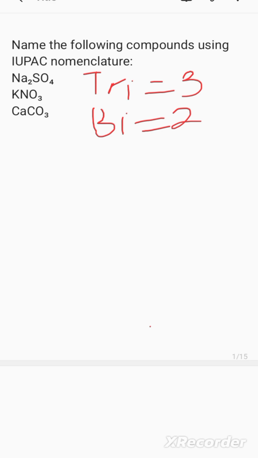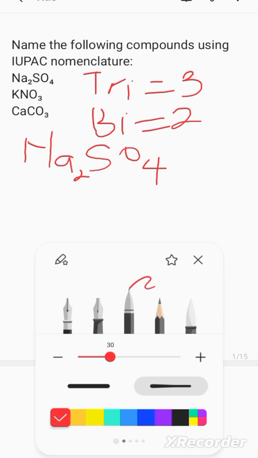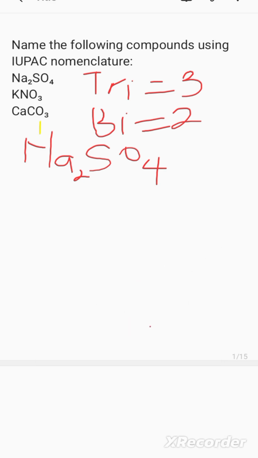Here now, for example, the first compound that we have is sodium, Na2XO4. It is a ternary compound. Why is it a ternary compound? We see now we have 1, we have 2, and we have 3. So we have sodium, we have sulfur, and we also have oxygen. So it is a ternary compound.